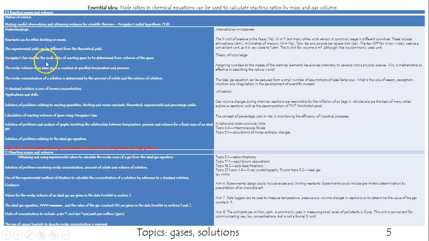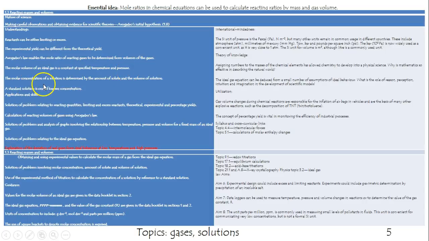We should know that Avogadro's law enables the mole ratio of reacting gases to be determined from the volume of gases. The idea being that atoms are so small that when they're in the gaseous form, the identity of the gas very rarely matters, and that under standard temperature and pressure, 22.4 liters of any gas is a mole. That's Avogadro's law. We should know that the molar volume of a gas is a constant at specified temperature and pressure. That's what we just covered.